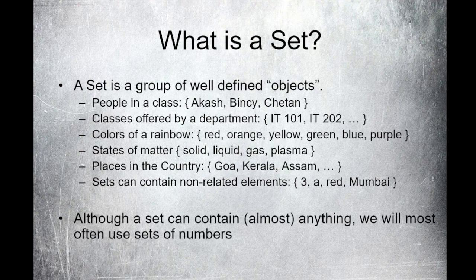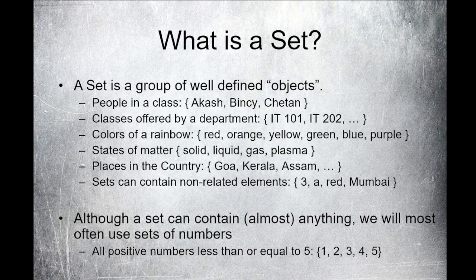Suppose I am having a number representation, it can contain anything. We can use any set of numbers. Suppose I am saying all positive numbers less than or equal to 5, that can be represented as 1, 2, 3, 4, 5. This is a set of 1, 2, 3, 4, 5. And if I'm saying that it's a set of real numbers, then it can be represented like this. So it is a set of some real numbers, a few selected real numbers.